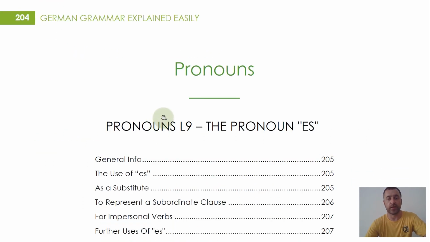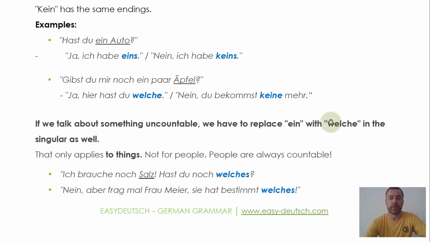So if you have something uncountable, then we can replace ein with welche also in singular. Ich brauche noch Salz. Hast du noch welches? I still need salt. Do you still have some? Nein, aber ich frage mal Frau Meier. Sie hat bestimmt welches. No, but I am gonna ask Miss Meier. She has some for sure. This obviously has to refer to things because people are always countable. So you can replace ein with welche if it's uncountable. Otherwise, it's only plural. And everything that's countable will be ein plus the ending of definite articles.